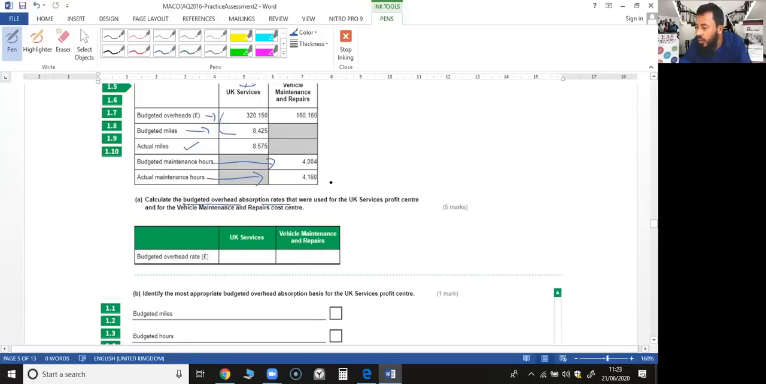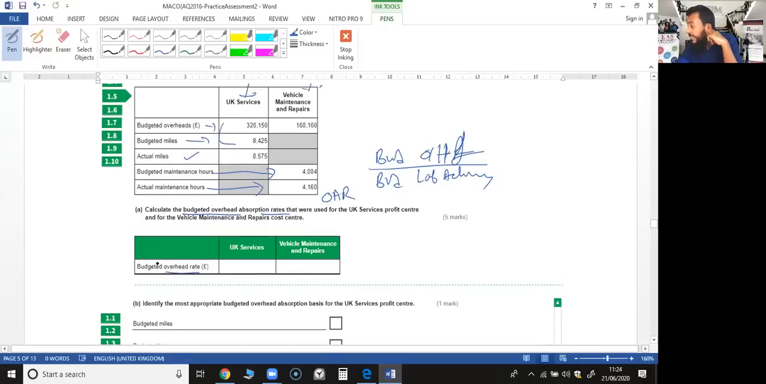It is actually OAR. And how do you get the budgeted overhead absorption rate, people? The formula is budgeted OH, which is money, divided by budgeted level of activity. Means units, so labor hour, machine hour, miles, units, whatever it is. Budgeted overhead, which is the money, divided by budgeted level of activity. So overhead absorption rate should be what? Budgeted money is given.